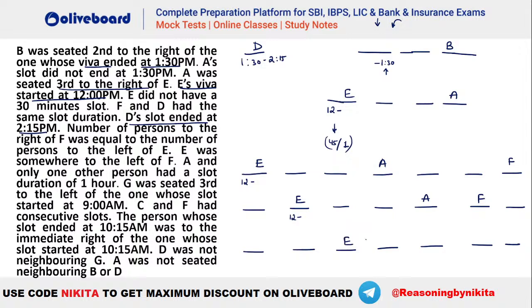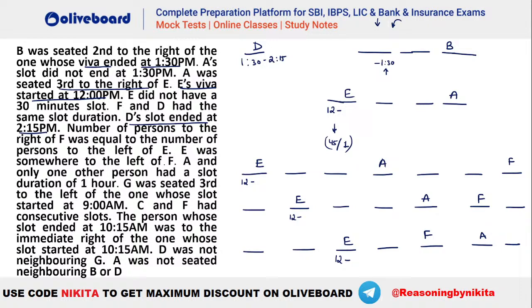Let's say we take E here. In this particular case, A will be here, right? And if we have 2 persons towards the left of E, then we will have 2 persons towards the right of F. So you can see this is the case that we can get. So this is again 12 to something else, right? You can see these are the 3 possibilities for E, A and F. After that, let's see what is given here.